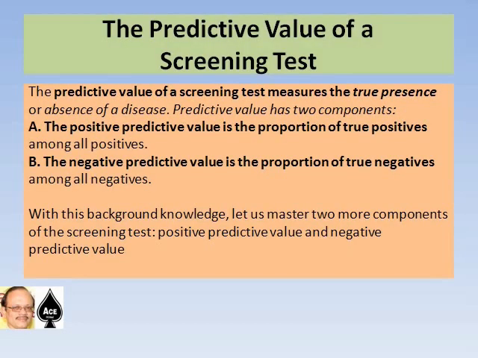The predictive value of a screening test. The predictive value of a screening test measures the true presence or absence of a disease. Predictive value has two components. A positive predictive value is the proportion of true positives among all positives. A negative predictive value is the proportion of true negatives among all negatives. With this background knowledge, let us master two more components of the screening test: positive predictive value and negative predictive value.